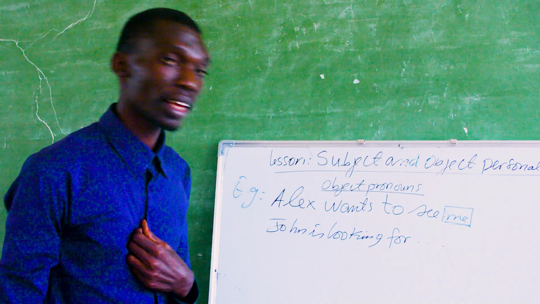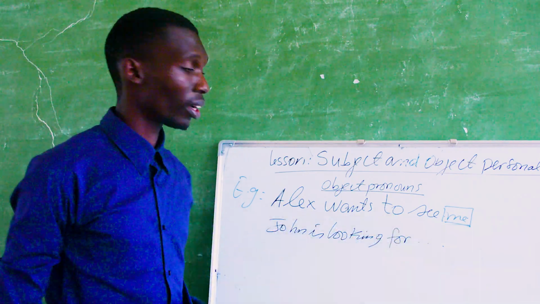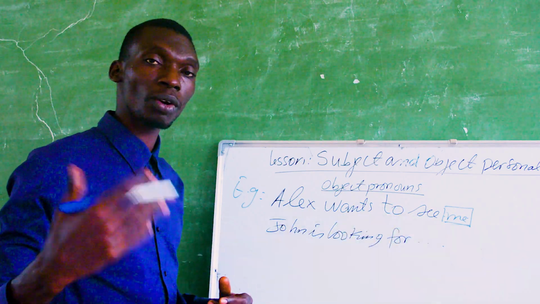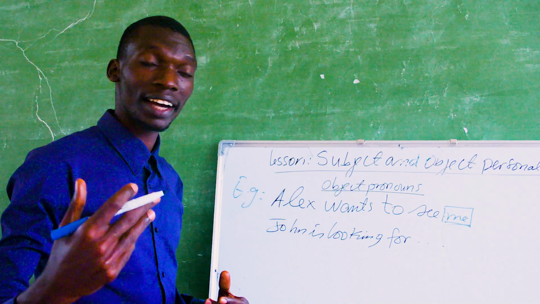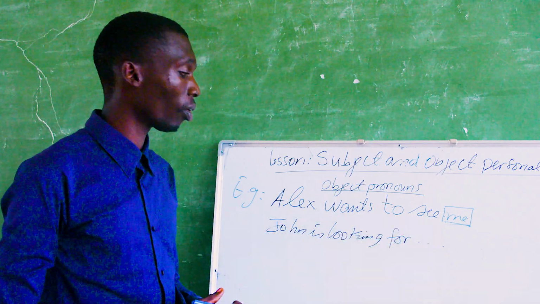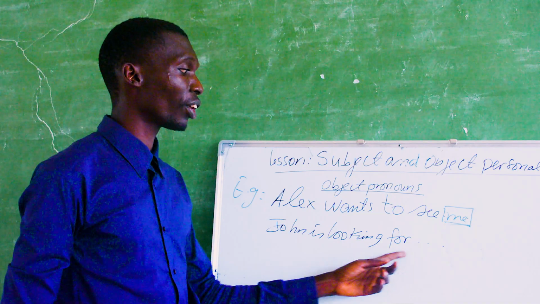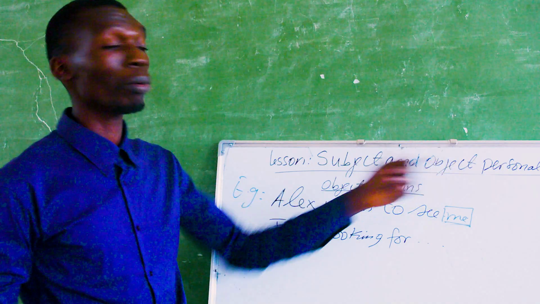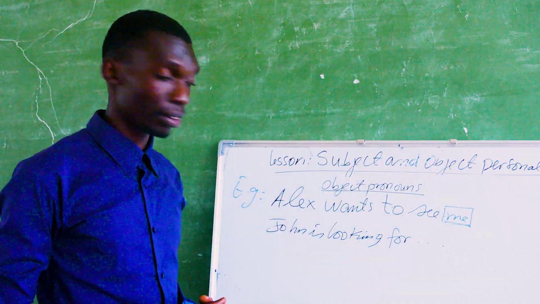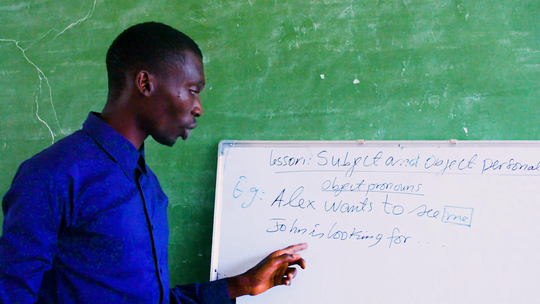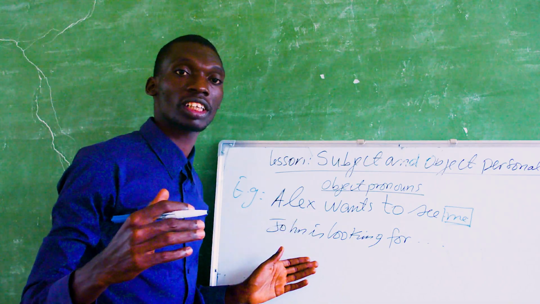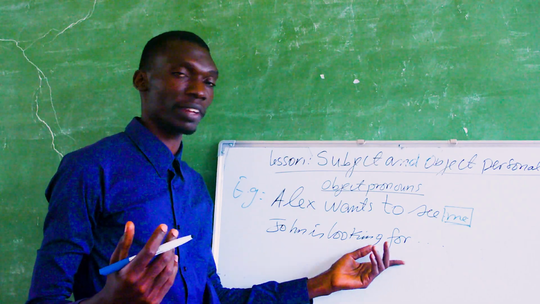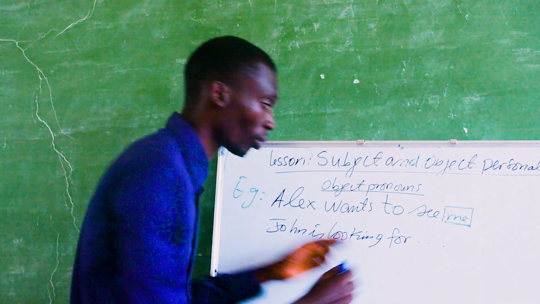Alex wants to see me. Alex wants to see you. Alex wants to see her. Or we say John is looking for you. You is the object pronoun. Are we together? John is looking for them. He's looking for them.